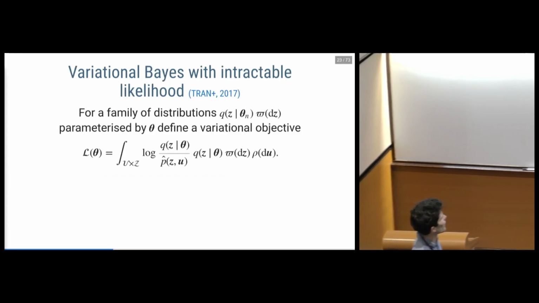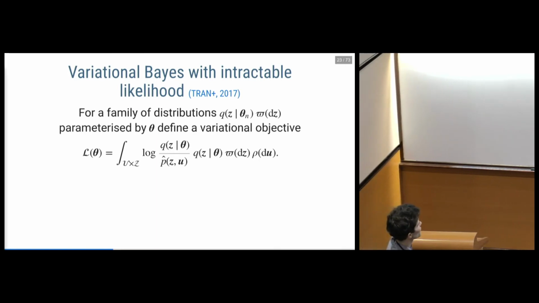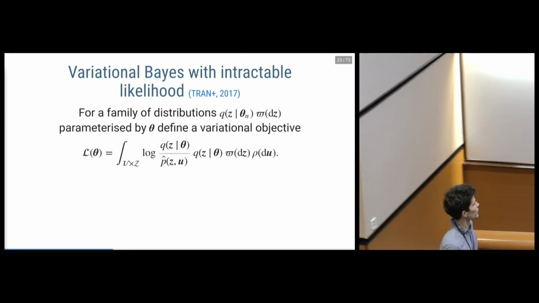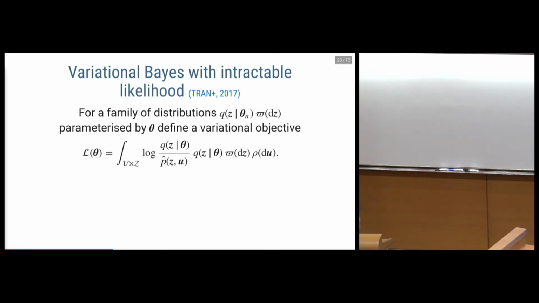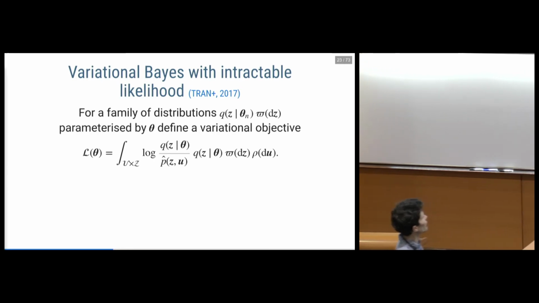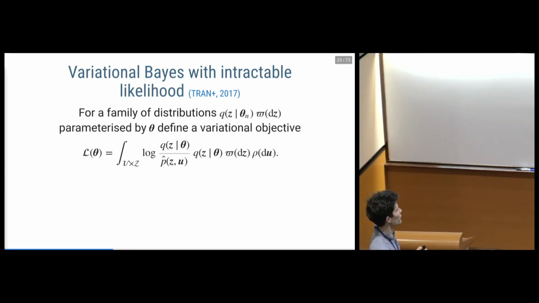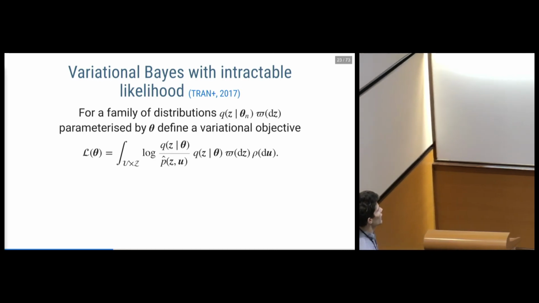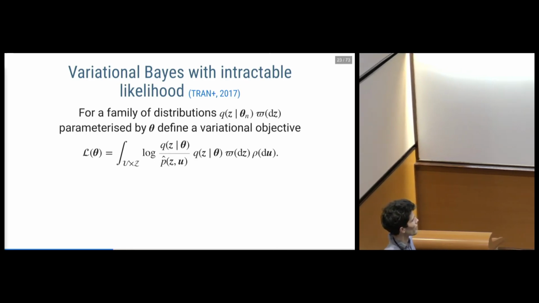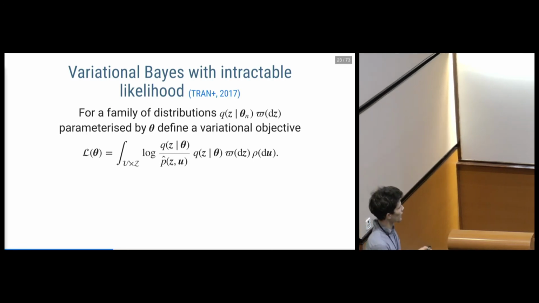So the final example, which is the one that David Knowles talked about, is work by him and some colleagues, including, again, Tran. Here, this is the variational approach to inference. We define a parametric family, which we think should be able to approximate the target distribution of interest, parameterized by this theta vector. And we define our variational objective as this KL divergence-like integral here.